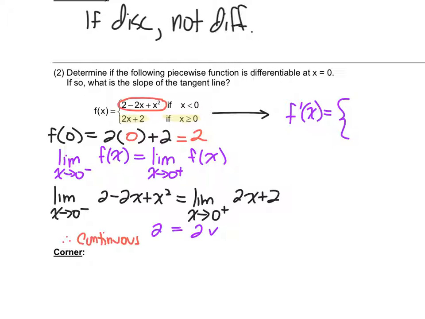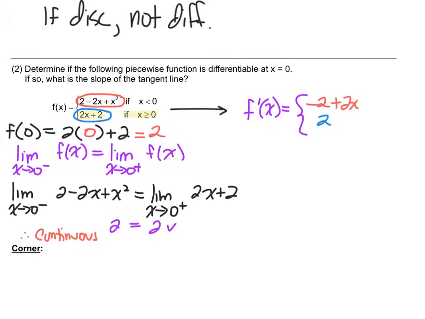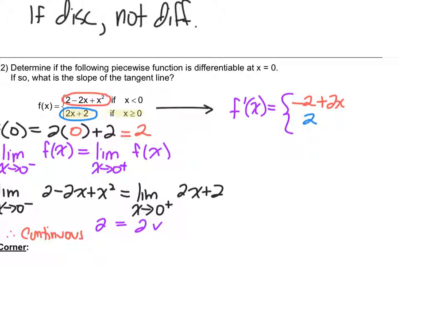Well, what's the derivative of the 2? 0. What's the derivative of negative 2x? Negative 2. What's the derivative of x squared? 2x. All right, so we just do it a piece at a time. The derivative of 2x is 2, and we already know the derivative of a constant is equal to 0. All right, so these are the two pieces that make up my derivative based on the conditions. So we have one of them only happening when x is less than 0, and one of them only happening if we're 0 or better.